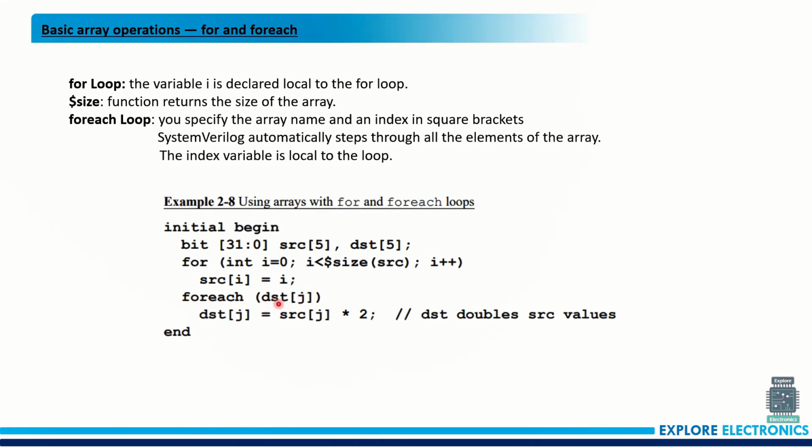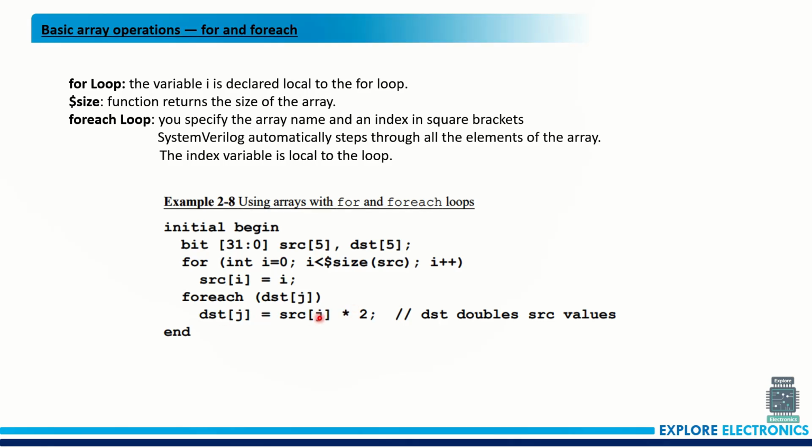So for each DST of j will start with the initial value, let it be 0. So DST of 0 will be equal to source of 0 into 2. What we are doing is taking the 0th element of the source, multiplying that by 2, and assigning that to the destination array. And this for each j will start with 0 and it will go up to the end of the destination, which has 5 elements. So it will allocate 5 values by multiplying each and every element of the source array and assigning it to the destination array.